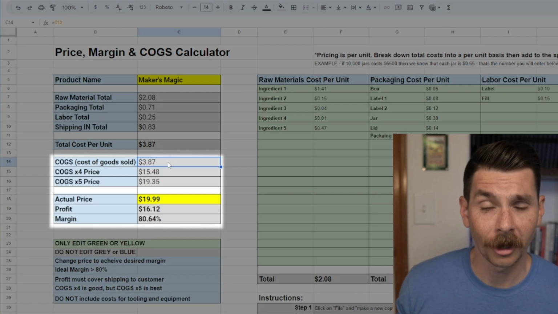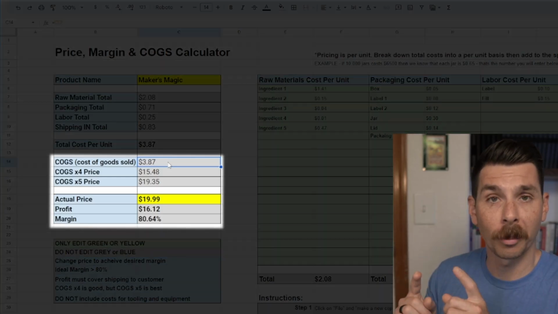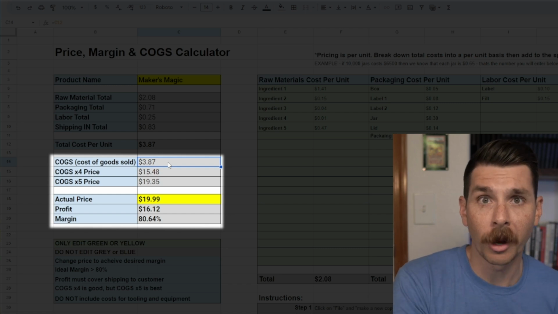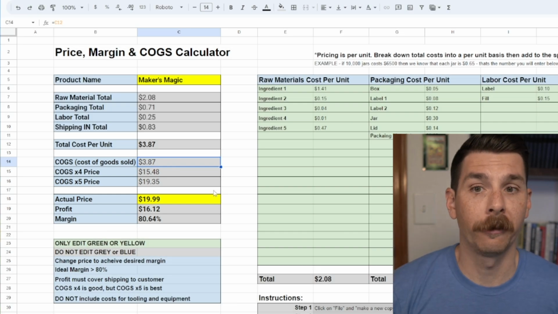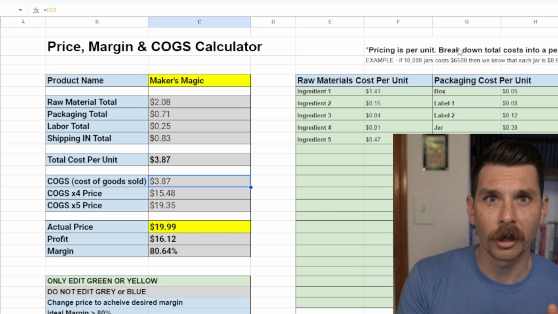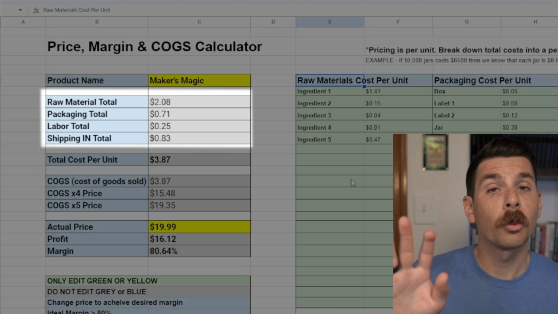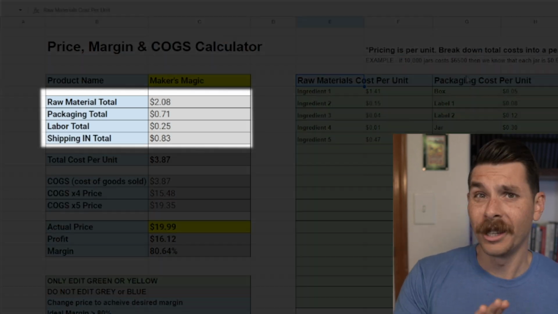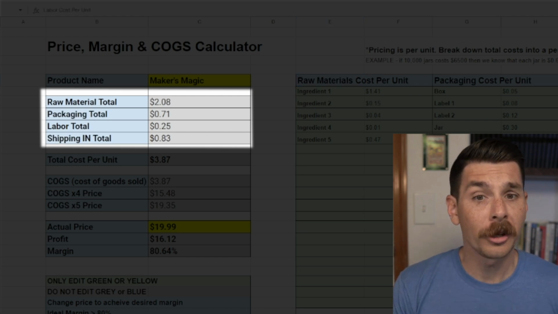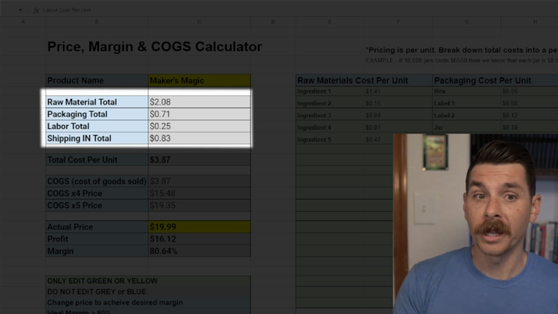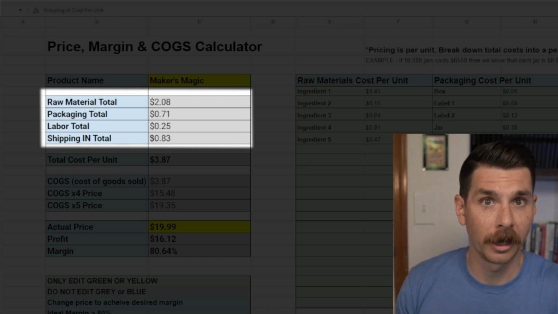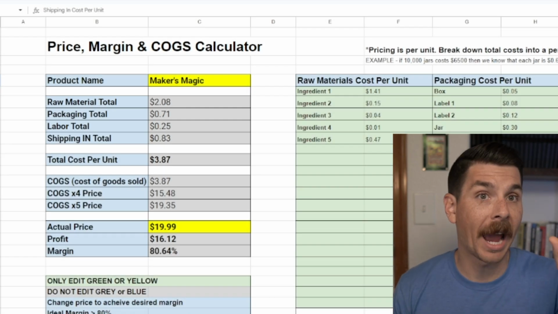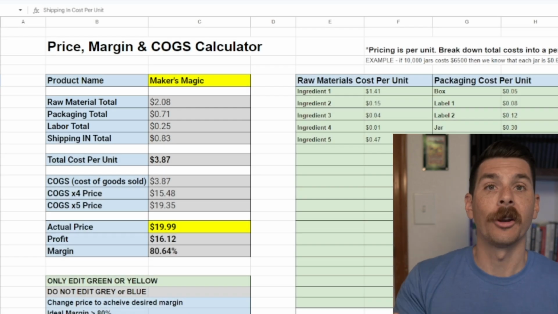Once we determine our cost of goods, we can then figure out our profit, which will then allow us to figure out our margin. Let's break it down a little bit further. There's a few big categories that go into your cost of goods. The first is your raw materials. The second is your packaging costs. The third is your labor cost. And fourth is your shipping in costs. Okay, not to be confused with shipping out to your customers, but shipping in, receiving it.